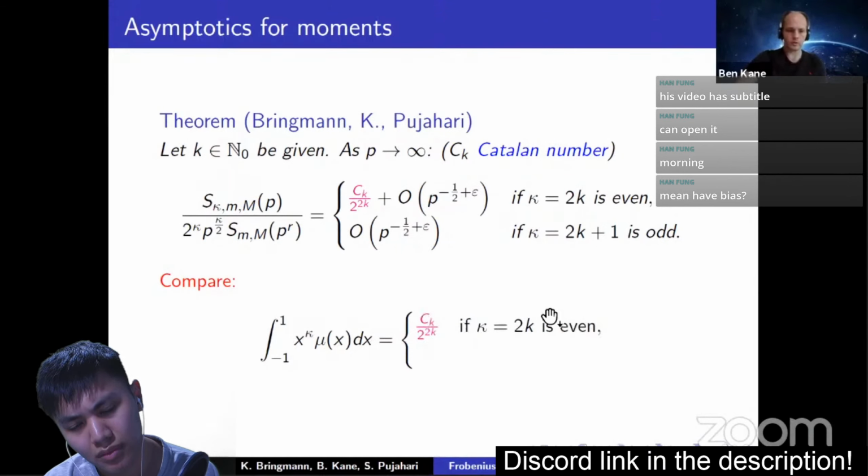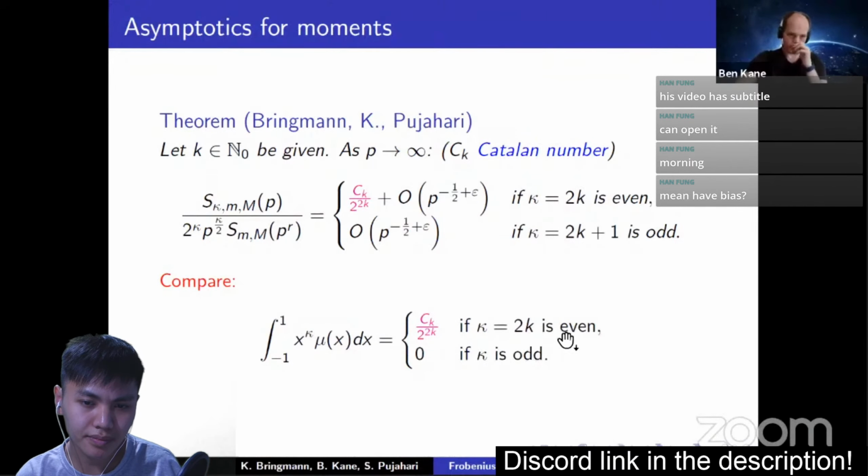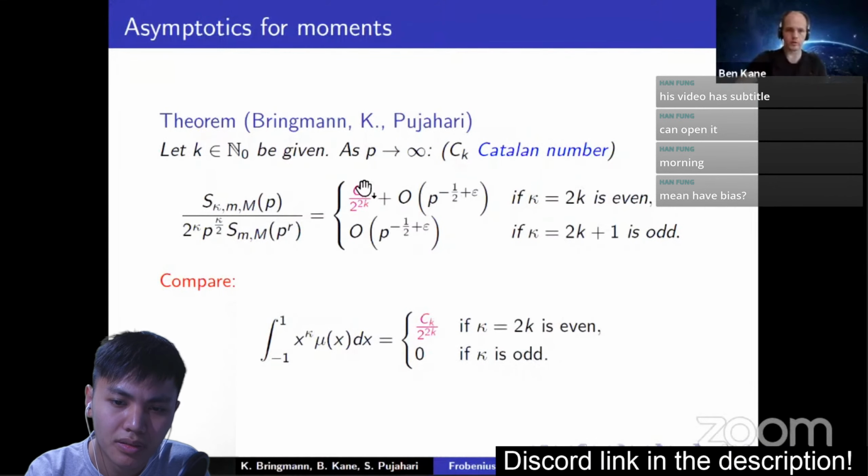And you get this integral can be computed as ck divided by 2 to the 2k if kappa is even and equal to 2k, and 0 otherwise. So these exactly match in the limit.